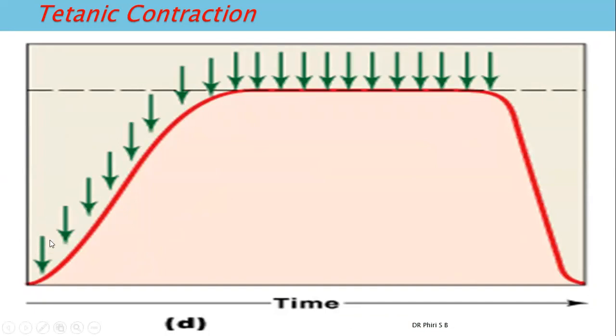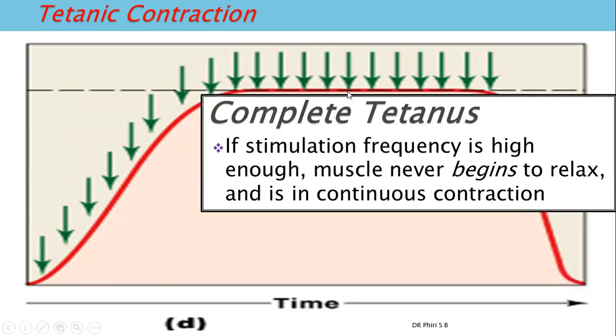So if we increase the stimulation so much that the muscle is not allowed to relax, even partial relaxation, there will be maximum contraction in the muscle. There is no kind of relaxation at all that you can see here. The muscle will just continue contracting, and this is called complete tetanus. If stimulation frequencies are high enough, muscle never begins to relax, and the contraction is continuous. So you can see here, once the contraction is continuous, there is no kind of relaxation at any point. This is called complete tetanus.